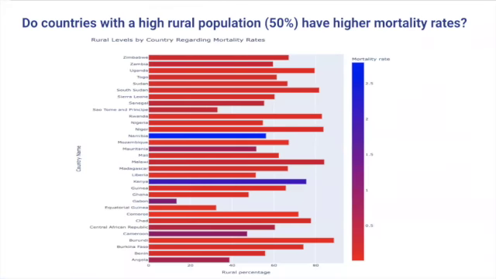For our first research question, we want to see if countries with a high rural population, over 50%, have a higher mortality rate. We investigated the difference between countries with majority rural versus urban populations and calculated the mortality rates. For each country, we wanted to see if a country with a majority rural population has a high or a low mortality rate. The results for this question have shown that there is no clear correlation between countries being more rural and having higher mortality rate, as some countries have high rural percentage and low mortality rate, and other countries have a high urban percentage and high mortality rate.